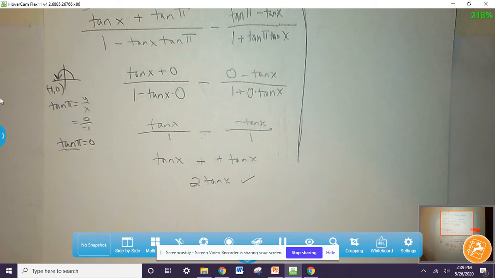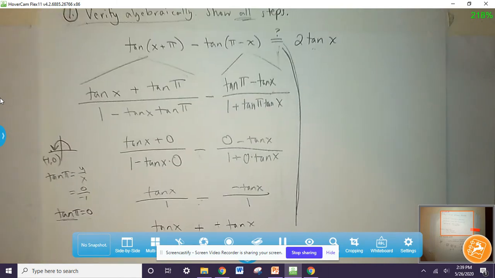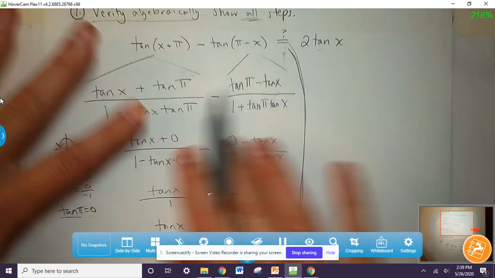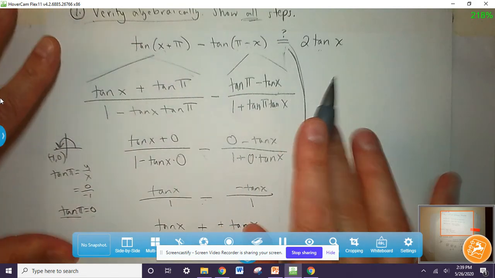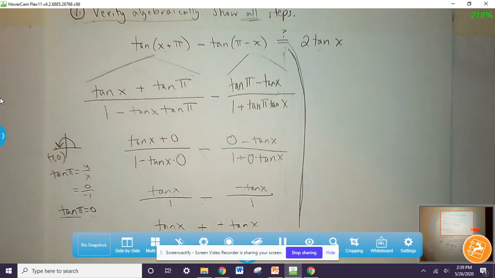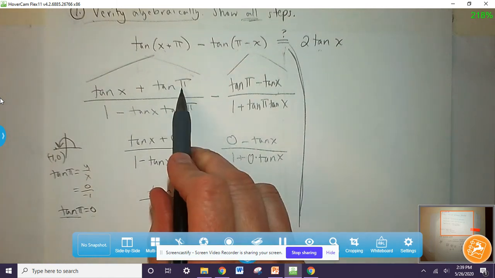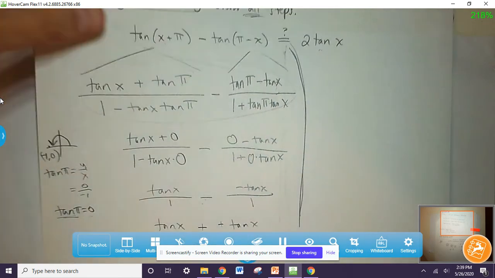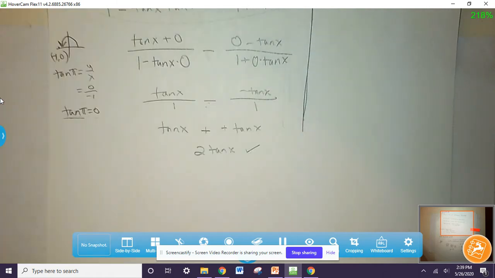So I love this problem because I think it's really surprising. When you start it and you expand both of these tangents, it looks so much worse than what you started with. But the key to this problem, and the key to a lot of other problems, is remembering that pi is an angle. It's not a variable. The only variable here is x. So that's going to be a key to this problem and many others.